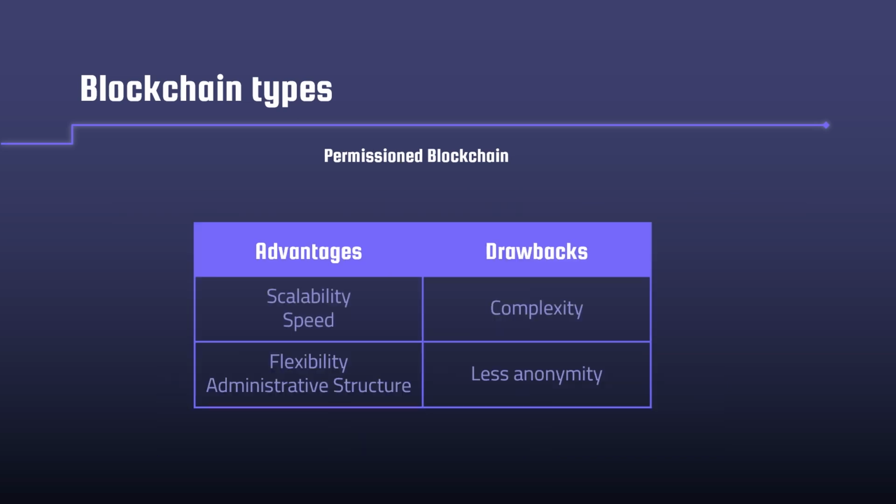There are many advantages of this type, including scalability and speed, flexibility, and administrative structure. I mean by scalability that permissioned blockchains are managed by an entity with a certain level of control over validators. Upgrades can therefore be implemented relatively easily. And I mean by administrative structure that authorized blockchains can also align with the administrative structure. From the drawbacks of this type, we find the complexity and less anonymity. Permissioned blockchains tend to be more complicated in their setup and management.